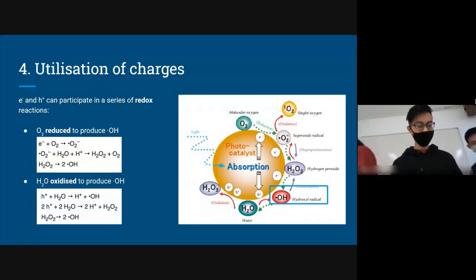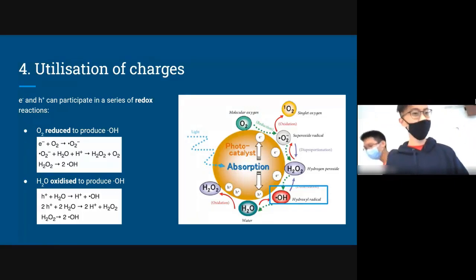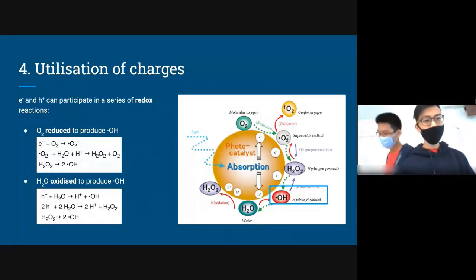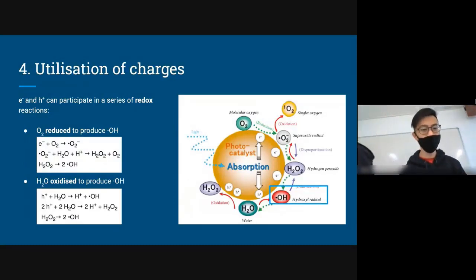So for the last step of heterogeneous photocatalysis, at the surface of your photocatalyst, redox reactions can occur. For instance, your electrons can be used to reduce oxygen into hydroxyl radicals, and the electron hole, which is electron deficient, will be able to oxidize water to produce hydroxyl radicals.